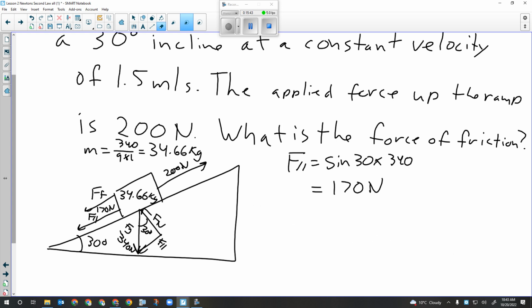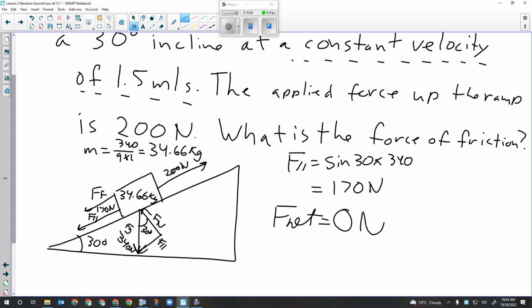So F net is 0 because, as I should have pointed out and been more aware of, it's moving at a constant velocity. Shame on me. If it's at a constant velocity, the acceleration is 0. And thus, when we do the operation I was just about to do incorrectly, it's still valid to do this, but with the right number, 0. 34.66 times 0 is 0.